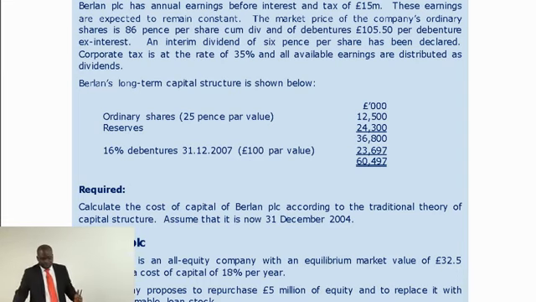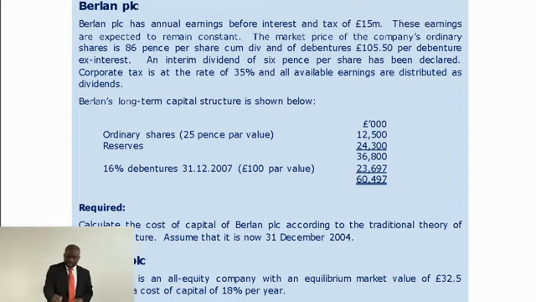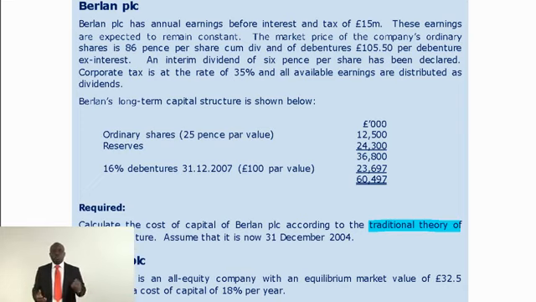So I have to calculate the WACC on the basis of the traditional theory. First point of attention for this question is that traditional theory and cost of capital is the same as the normal way we calculate our WACC. Calculate your cost of equity using your dividend valuation, calculate your cost of debt, calculate market value of equity, market value of debt, and then weigh them together. So don't let that traditional theory of capital structure change anything. It's the normal way we calculate our WACC.